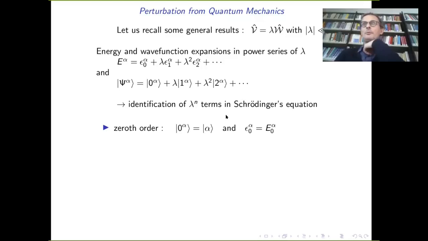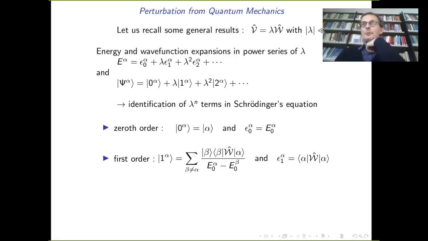So the zeroth order tells you that the energy, so the zeroth order energy of some state alpha, any alpha, it doesn't have to be the ground state, but any state alpha, is given by the unperturbed value of this energy. So that is the eigenvalue of the H naught operator. So that would be for the zeroth order.